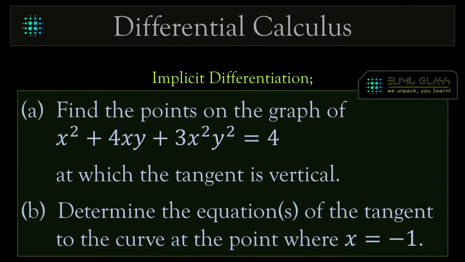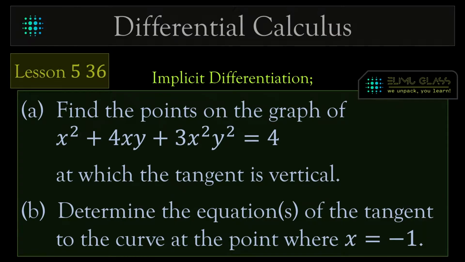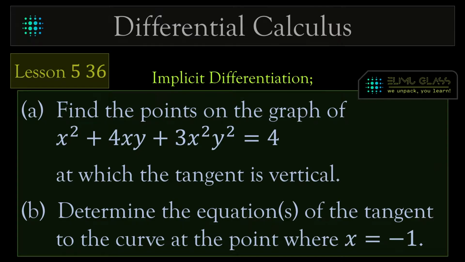Welcome back, and here is lesson number 6, still on the task of implicit differentiation. In this question, this is now a typical examination question. It says find the points on the graph of x squared plus 4xy plus 3x squared y squared equals 4 at which the tangent is vertical. So find the points on the graph of this relation, or of this equation, at which the tangent is vertical.